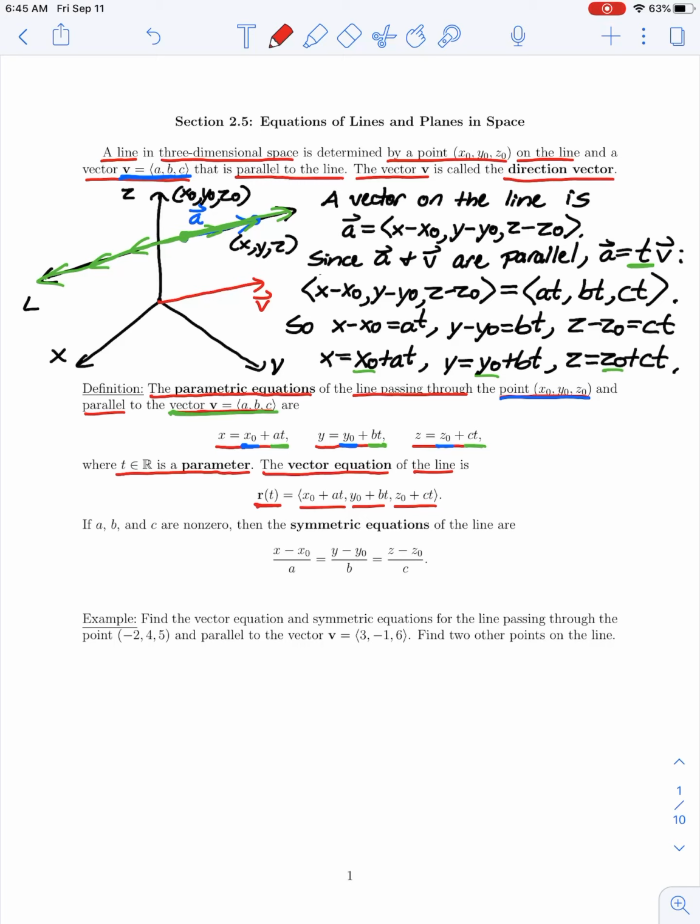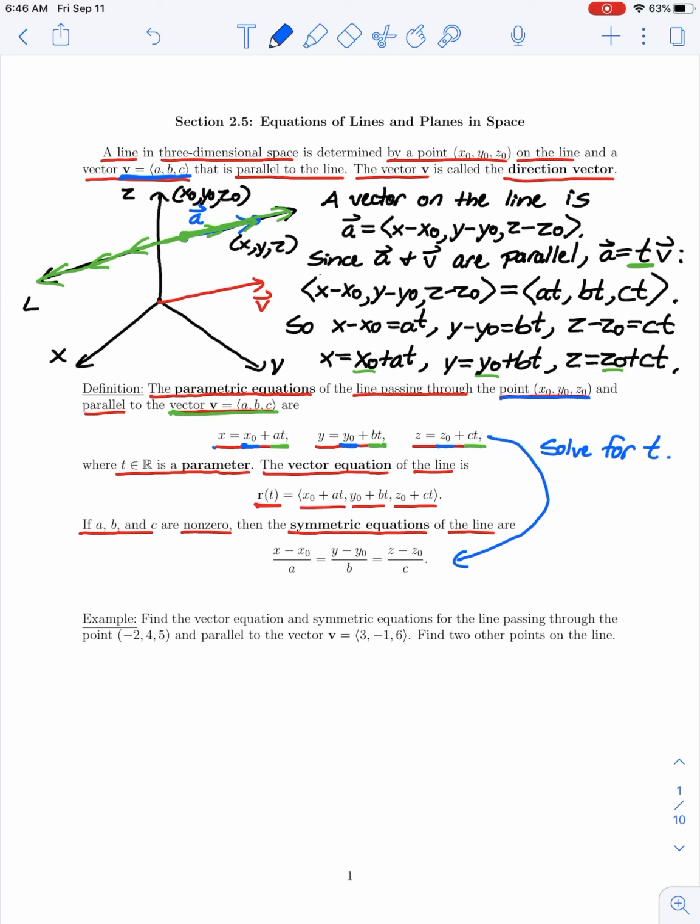And finally, if a, b, and c are non-zero, that is, if the components of our direction vector are non-zero, then we would say the symmetric equations of this line are given by x minus x naught over a is equal to y minus y naught over b, which is equal to z minus z naught over c. And these equations come directly from the parametric equations for the line by solving for the parameter t.